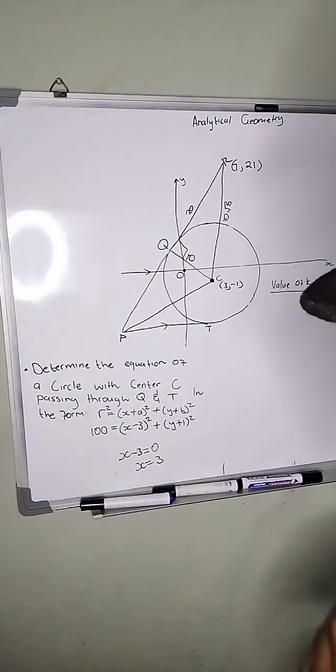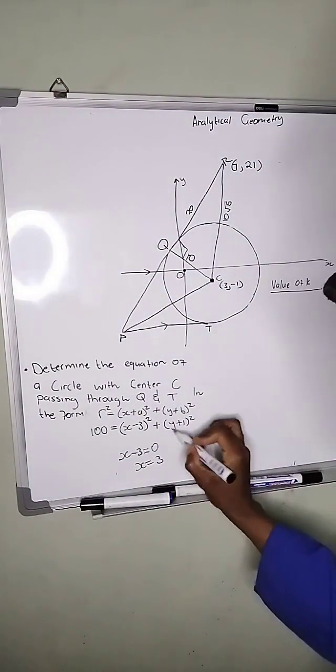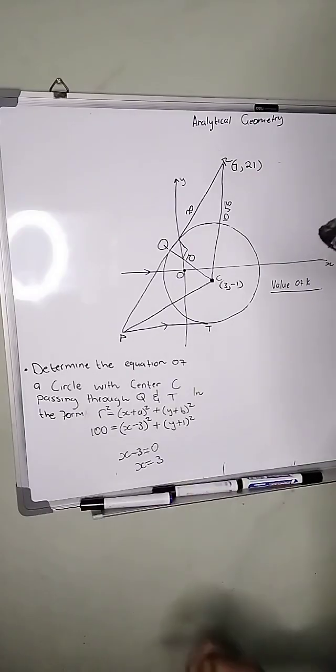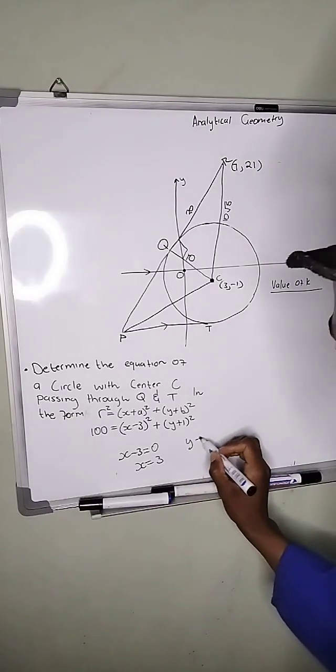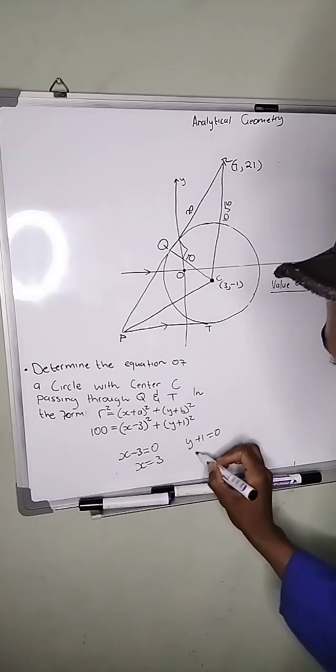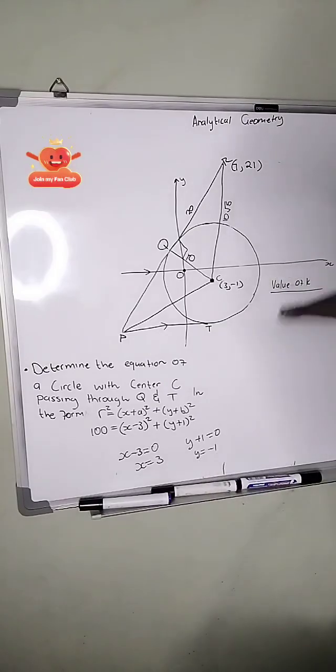So, the same thing here, inside this bracket, I can say y plus 1 is going to be equal to 0, and y is going to be negative 1.